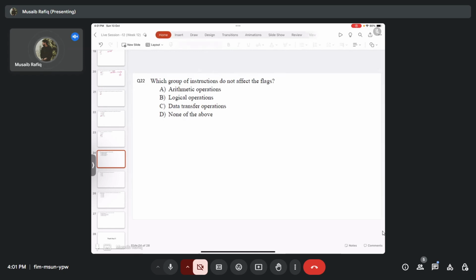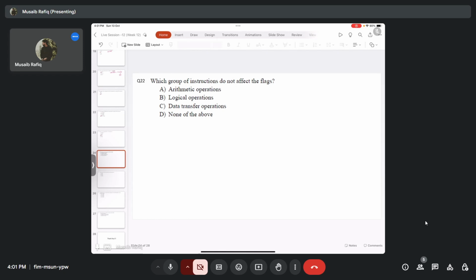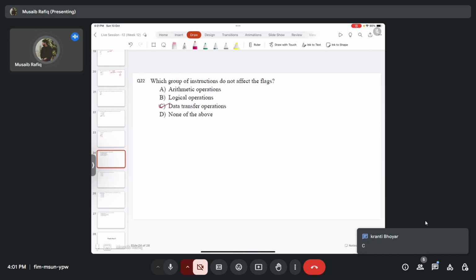Then another question, which group of instructions does not affect the flags? A. Arithmetic operations. B. Logical operations. C. Data transfer operations. Option D. None of the above. Anyone? Yes. Data transfer operations don't affect any flags.